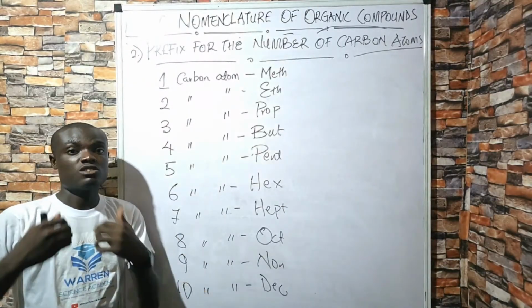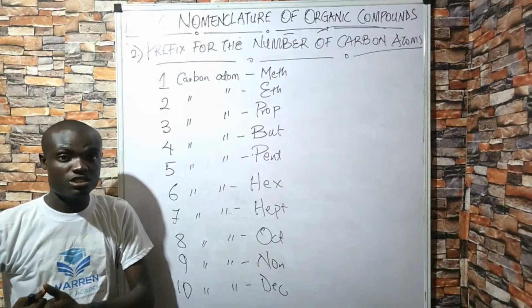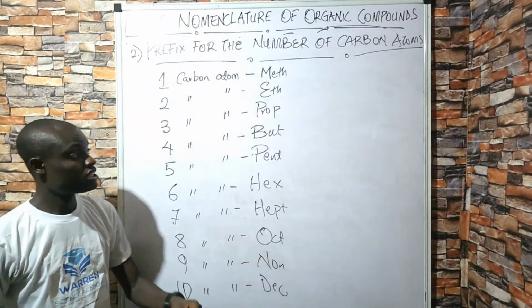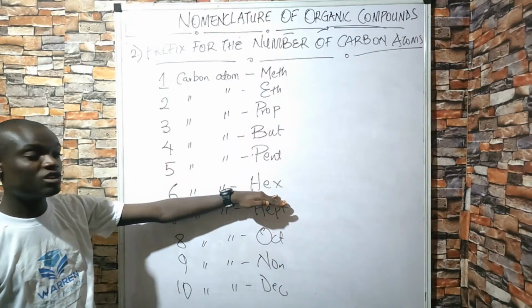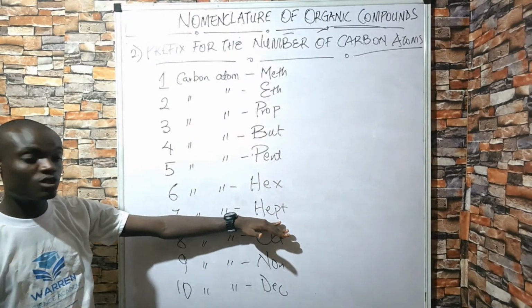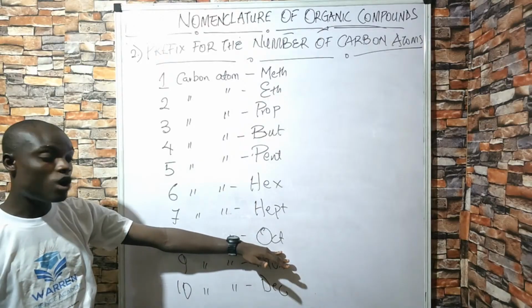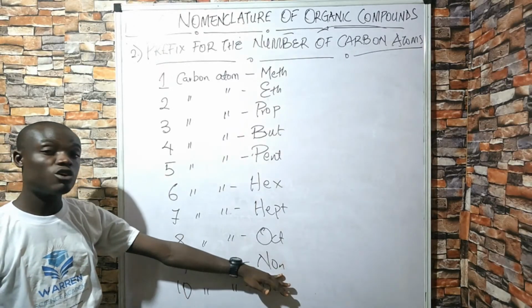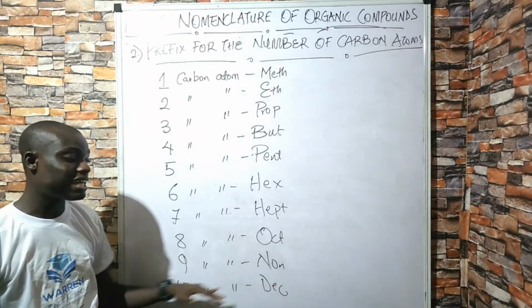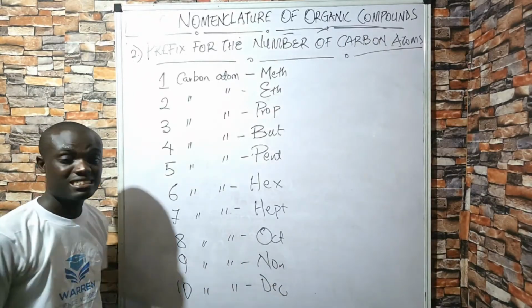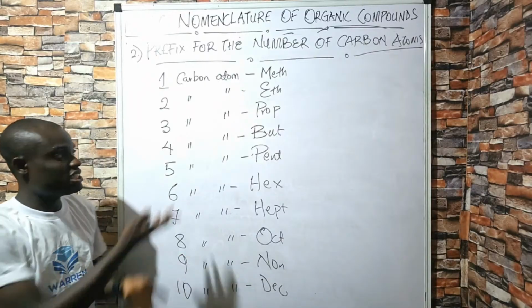For those of us that have done polygons in mathematics, I think we will find this relevant. There are shapes that are called pentagon because they have 5 sides, hexagon because they have 6 sides, heptagon because they have 7 sides, octagon because they have 8 sides, nonagon because it has 9 sides, and then decagon because it has 10 sides. So it's very important, even beyond chemistry.